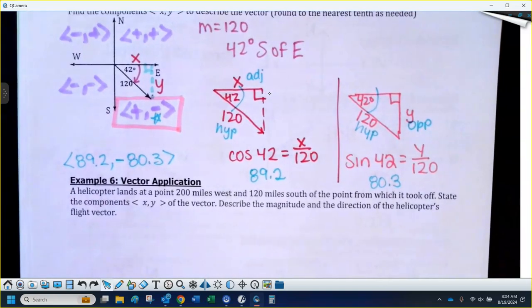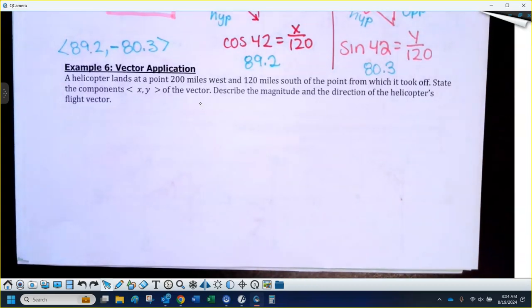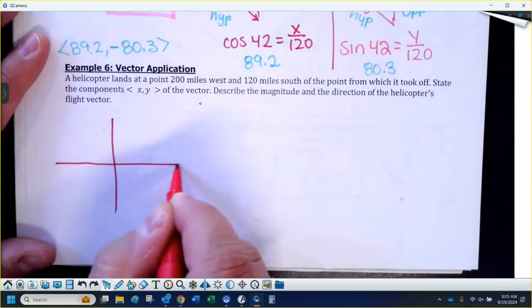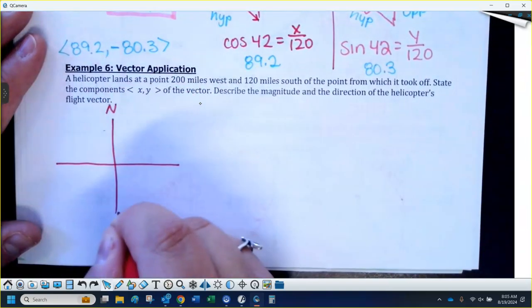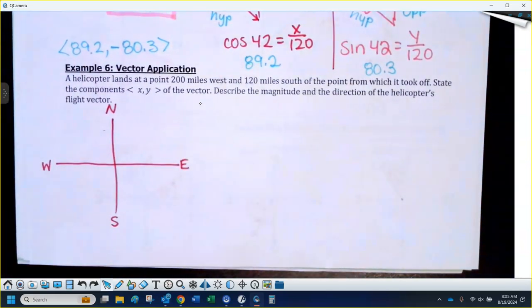Okay, now I have one more problem. This one's probably the trickiest of all because it doesn't have any kind of a picture, so we're going to try and draw a picture here. So this says a helicopter lands at a point 200 miles west and 120 miles south of the point from which it took off. So let's just do it real quick. Let's just draw like an XY axis here. And I'm going to write north, south, west, and east just so we can label it right away.